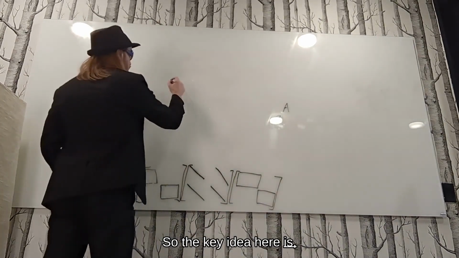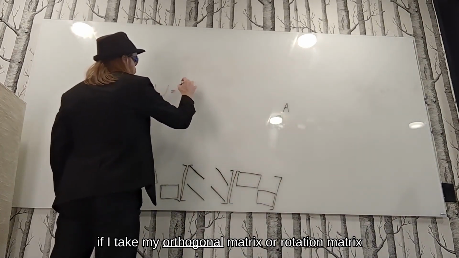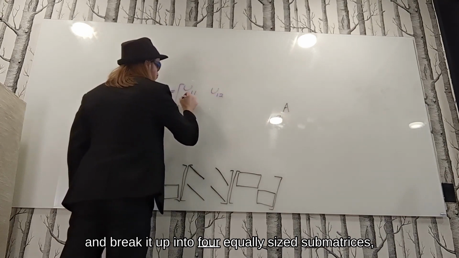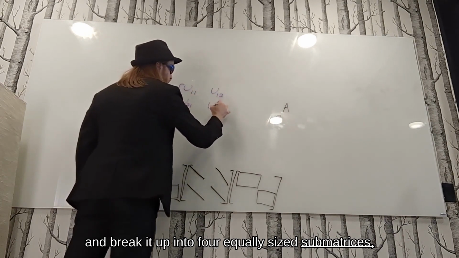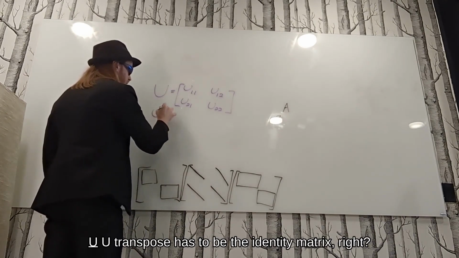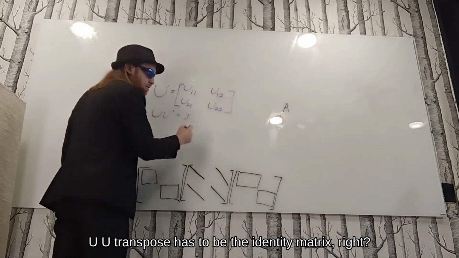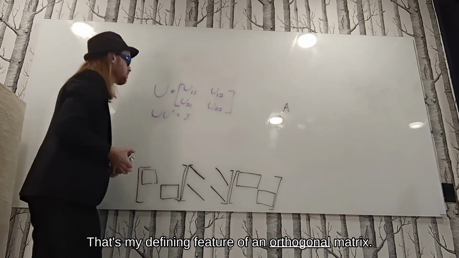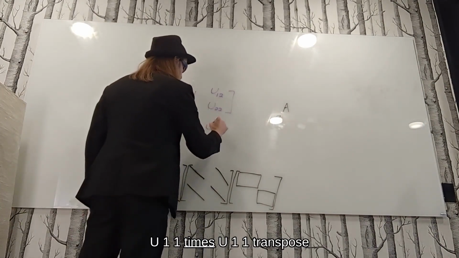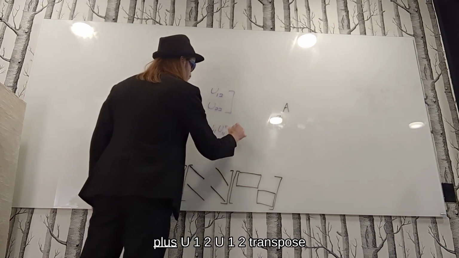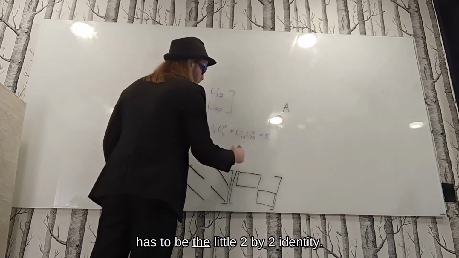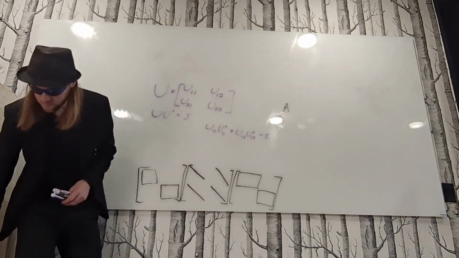So the key idea here is if I take my orthogonal matrix or rotation matrix and break it up into four equally sized submatrices, then I have this formula saying U U transpose has to be the identity matrix, right? That's my defining feature of an orthogonal matrix. Well, that means that U11 times U11 transpose plus U12 times U12 transpose has to be the little 2x2 identity.